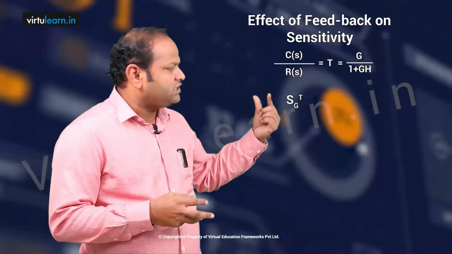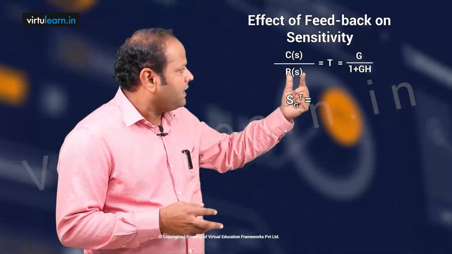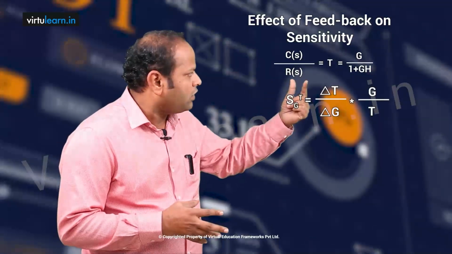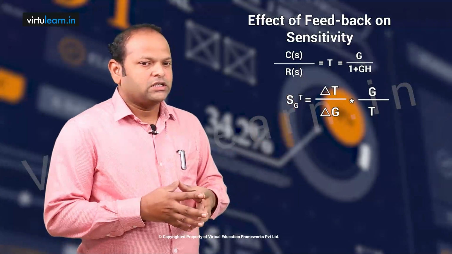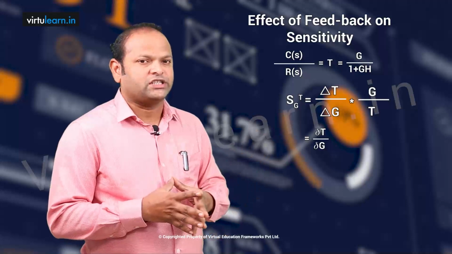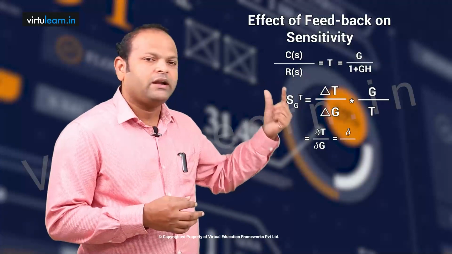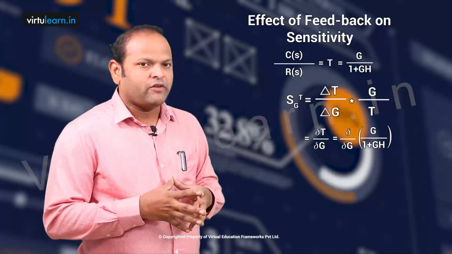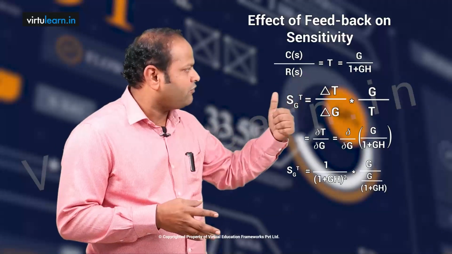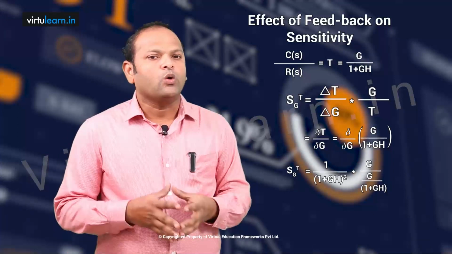Now what is the S_T^G definition? We have delta T by delta G into G by T. So we will find what is delta T by delta G, the change in T due to change in G, which is nothing but the differentiation. So I can find out dT by dG. T we know is G by 1 plus GH. With respect to G, if I differentiate, you will be getting 1 divided by (1 plus GH) whole square.